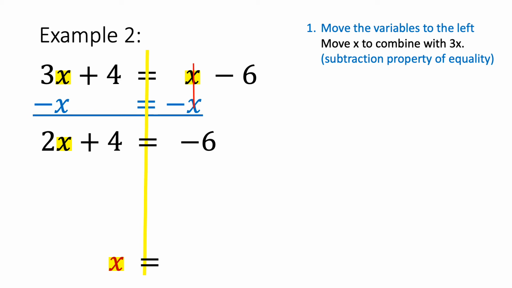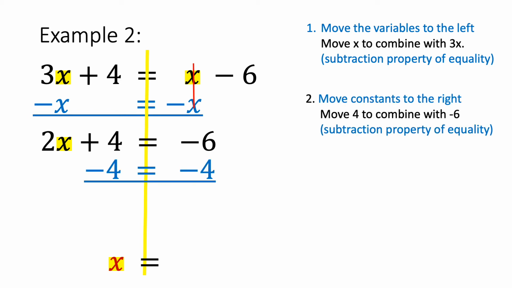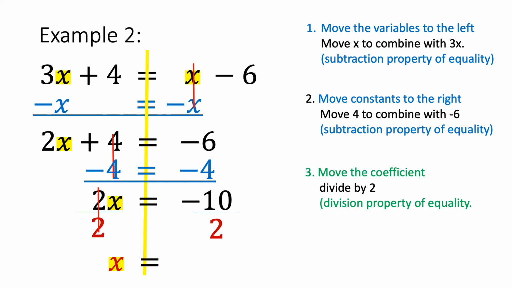Next, we're going to take the positive 4 and use the subtraction property of equality. We'll subtract 4 from both sides. When we do that, on the left we are left with 2x, and on the right we have negative 10. Now we divide by the number next to the variable, and x equals negative 5.